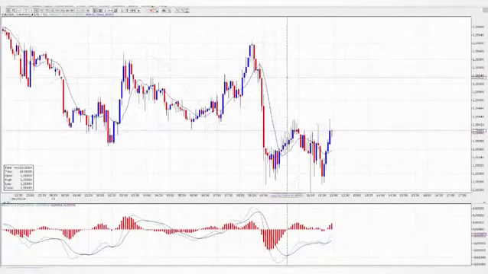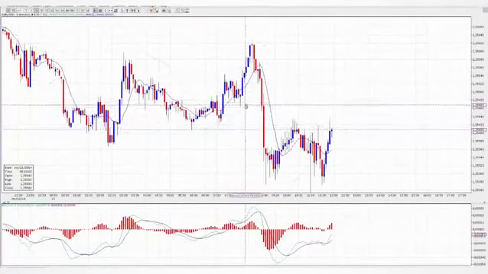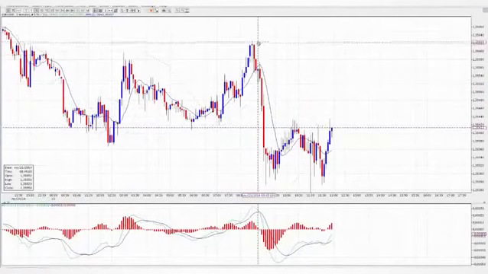Now, the second condition is Parabolic SAR, and you can see these dots. They go below when price is going up, but then when the trend changes, they go up, right? They go to the other side of the price candles.